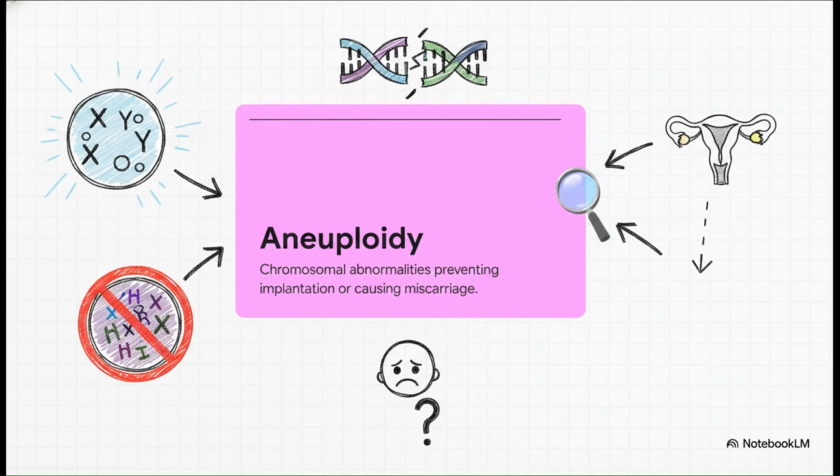Aneuploidy explains the paradox of why an embryo that looks completely normal, or quote-unquote perfect to the embryologist's eye, might sadly fail to implant or cause an early miscarriage. The genetic blueprint inside the cells just isn't viable.